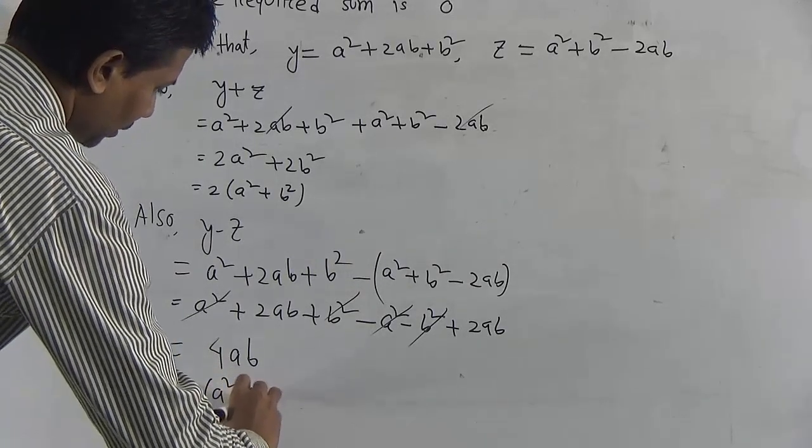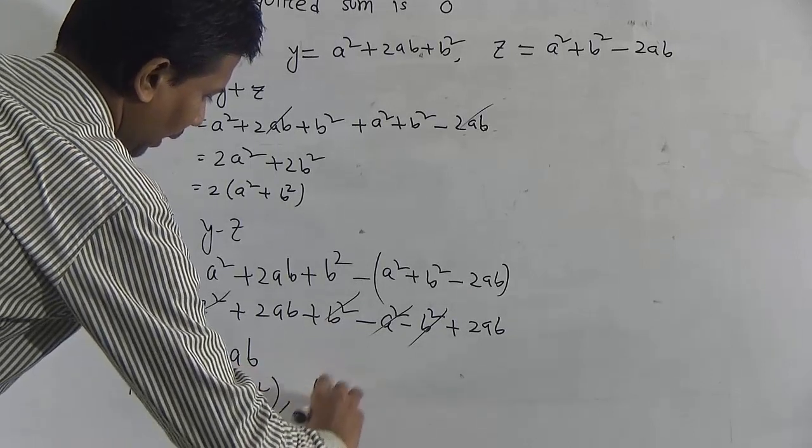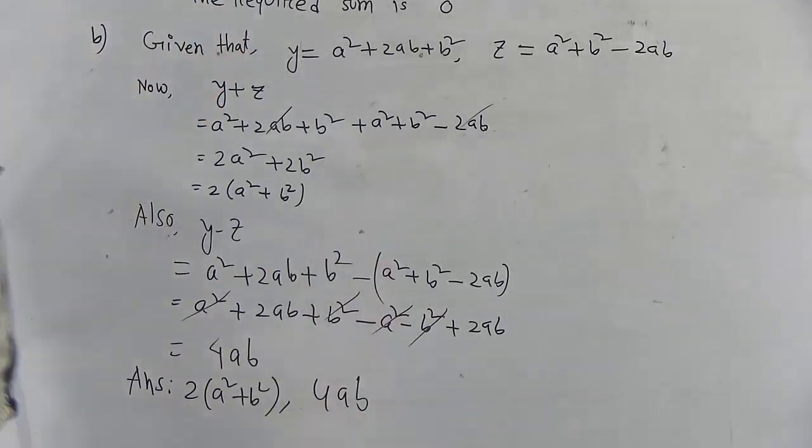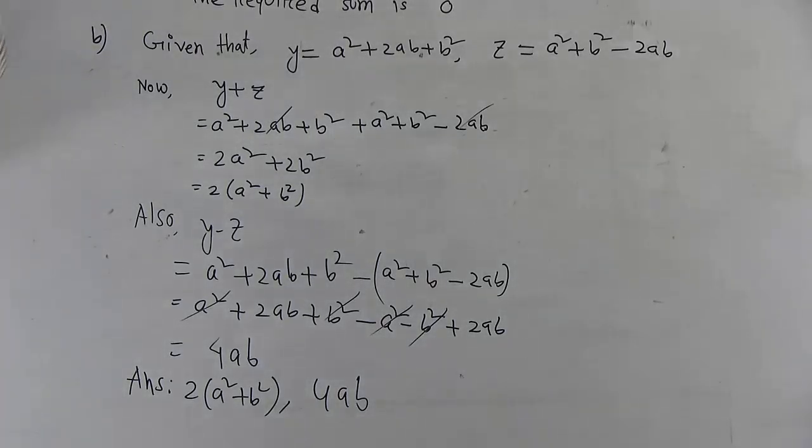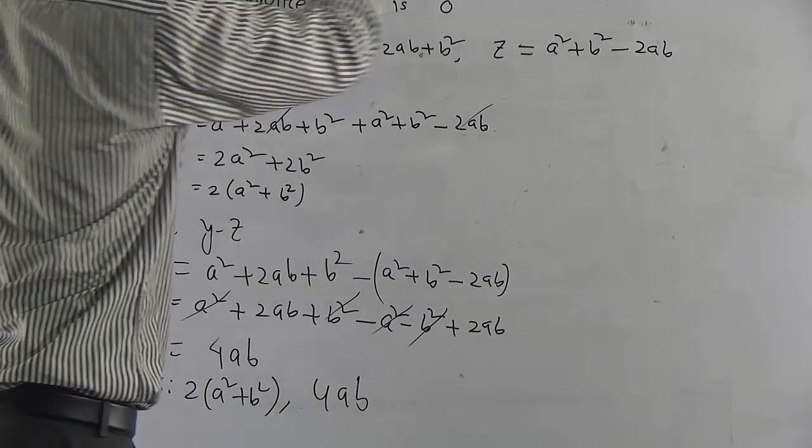The answer is a square, b square and 4ab. Okay dear student, now our solution of B has finished. Now I will solve question number C. Okay, I think you have understood. Okay, now I will erase.